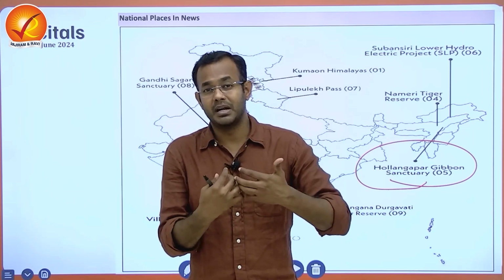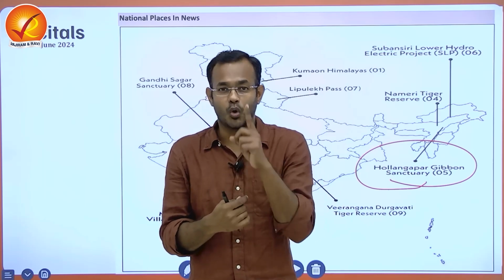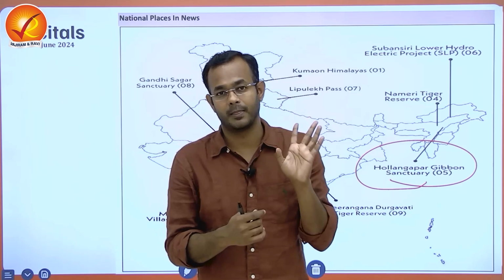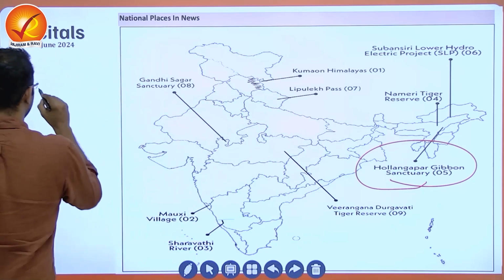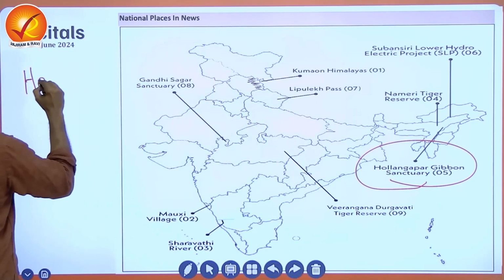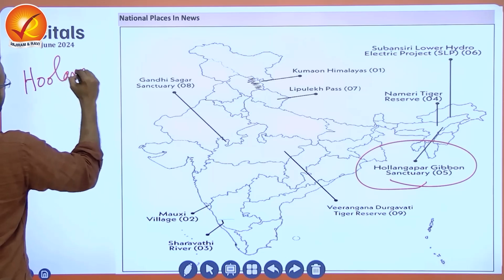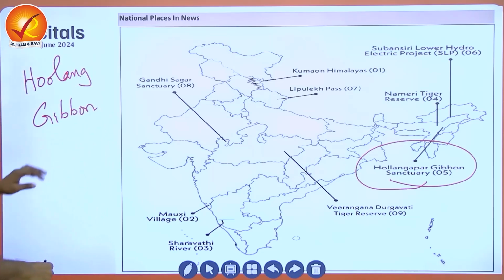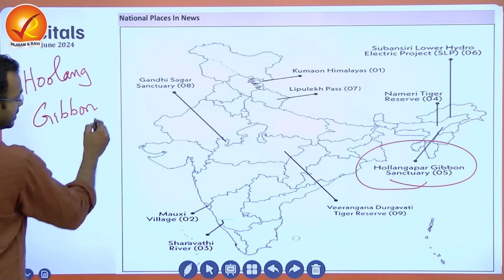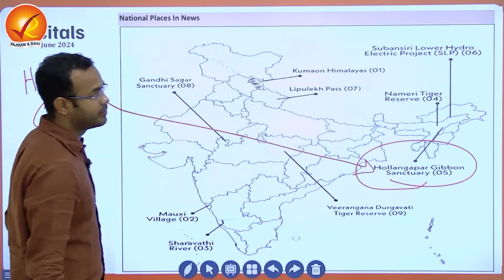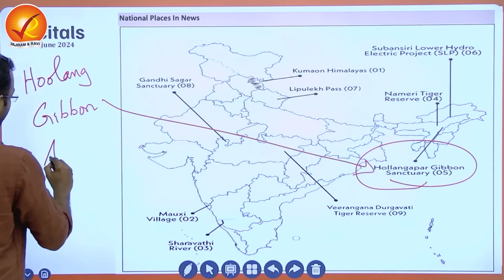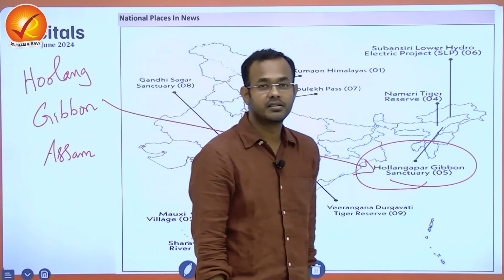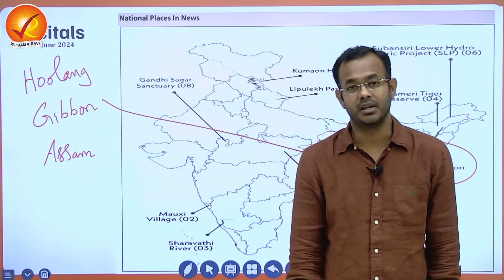Within lesser apes, we do have multiple apes, and India has only one ape naturally distributed in the country, right? That one naturally distributed ape is called the Hoolock gibbon. This Hoolock gibbon is being conserved in Hollongapar Gibbon Wildlife Sanctuary in the state of Assam.